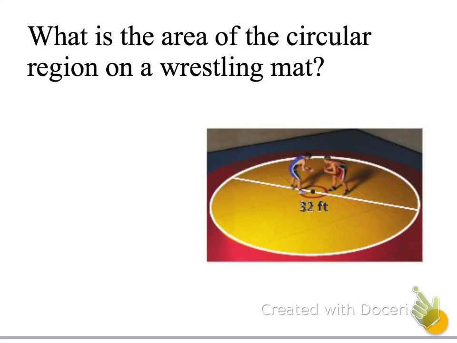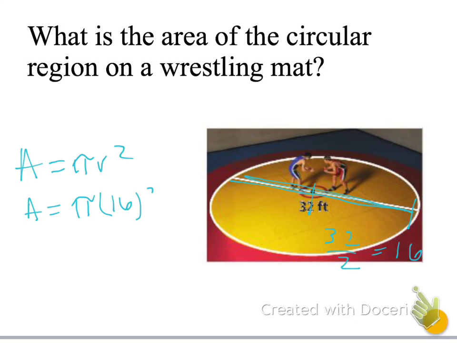So what is the area of the circular region on a wrestling mat? This entire distance, the diameter, is 32, so A equals pi r squared. I need to cut this in half to get the radius, so 32 divided by 2 gets me 16, so 16 squared. If we left it in terms of pi, A equals 256 pi feet squared. Remember, it's squared because we're still talking about area.